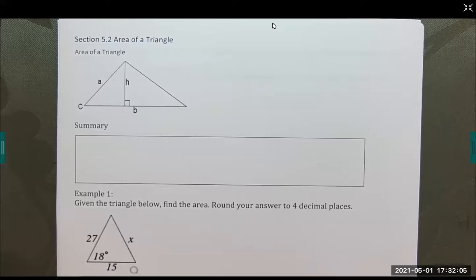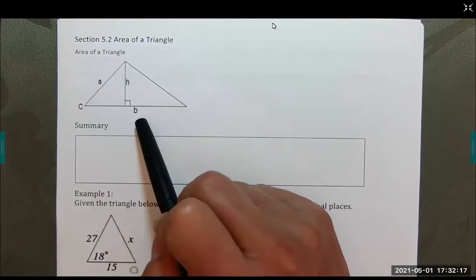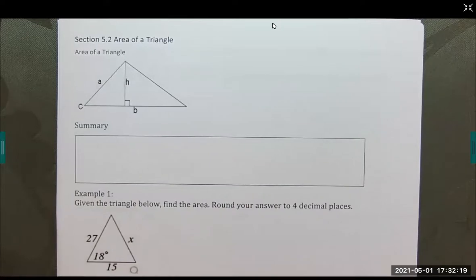All right, so we are to section 5.2, the area of a triangle. Now, there are many ways of finding the area of a triangle. It just depends on the information that's given. We will need side, angle, side to be able to do this one. And I want to show you where this comes from.